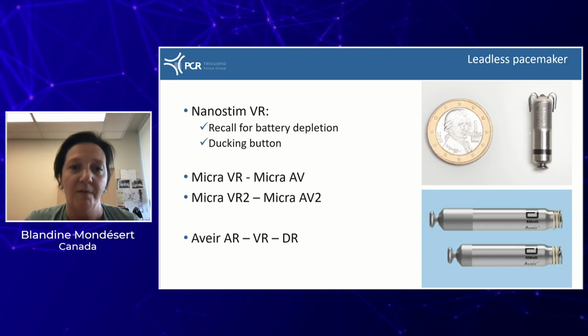And now we have the AVIR from Abbott, so we can implant just the leadless in the atrium or just in the ventricle, or we can pair together the two pacemakers and have the first real DR leadless pacemaker available.